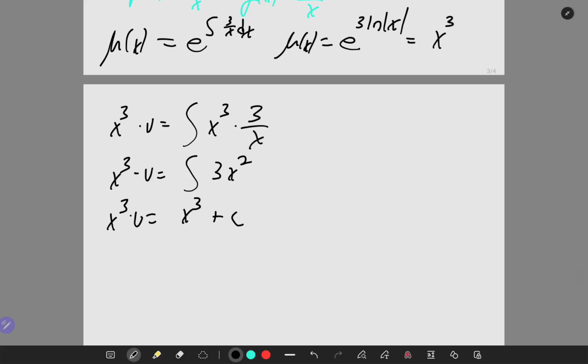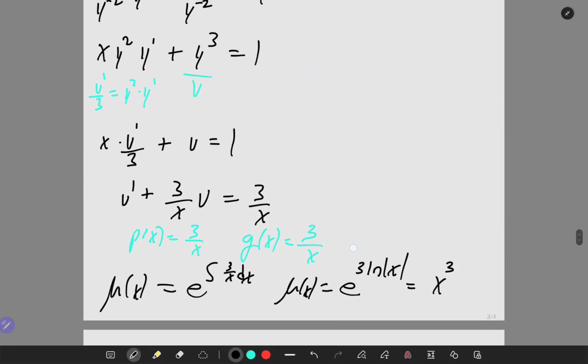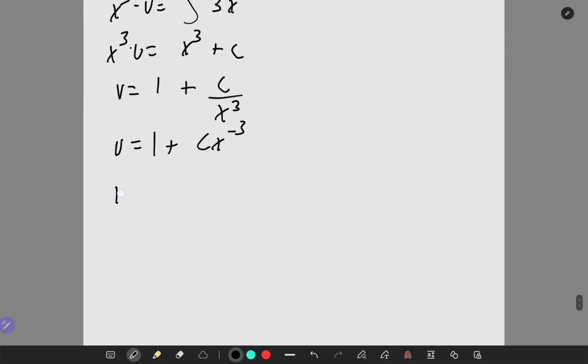And then we need to solve for v now, right? So v, if we divide everything by x cubed, we're left with 1 plus c over x cubed. So then, I'm just going to rewrite it like this. Because we look back up here, what was v? v was y cubed, right? We'll be left with y cubed is equal to 1 plus c x to the negative 3. And that's our answer. So this is the answer to this problem.